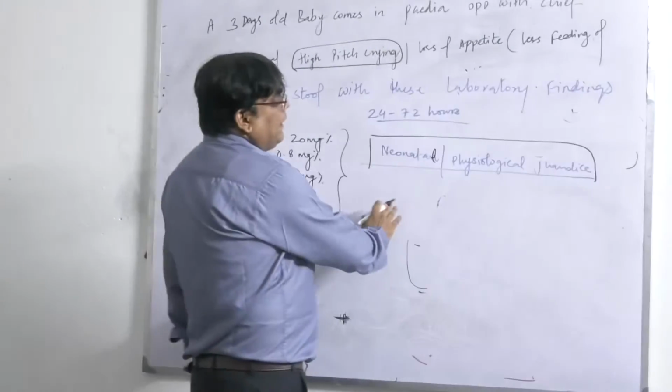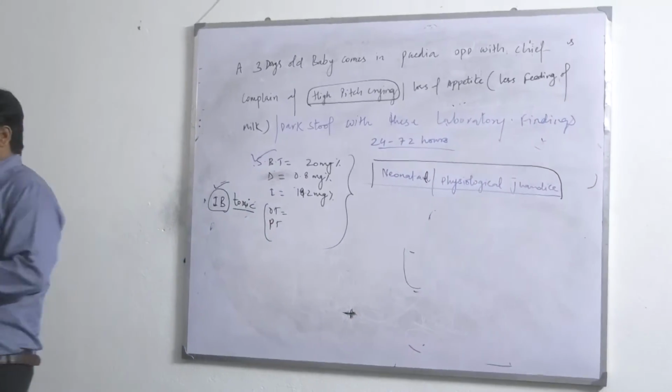Okay, less of feeding, and this is the clear case of physiological jaundice. I think all of you understand all these charts. If this chart comes in your exam, you easily give the answer.